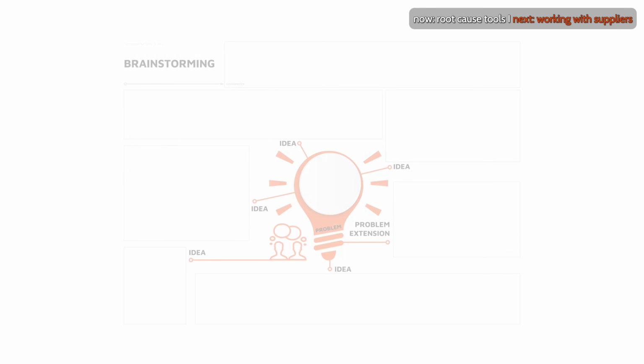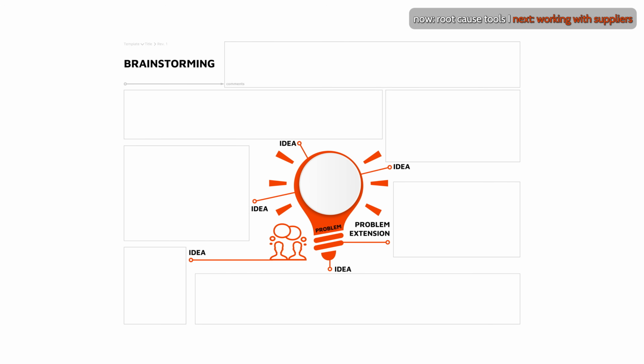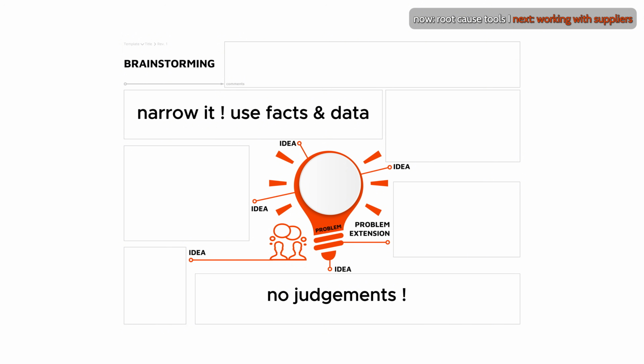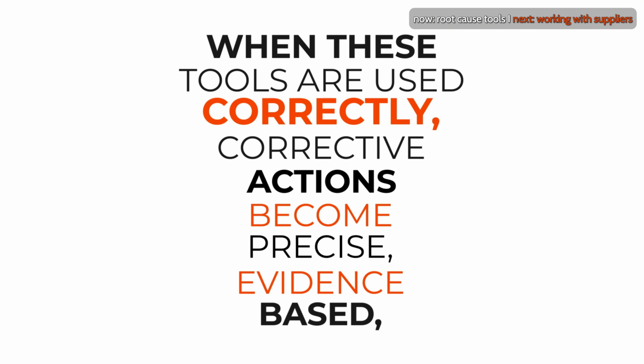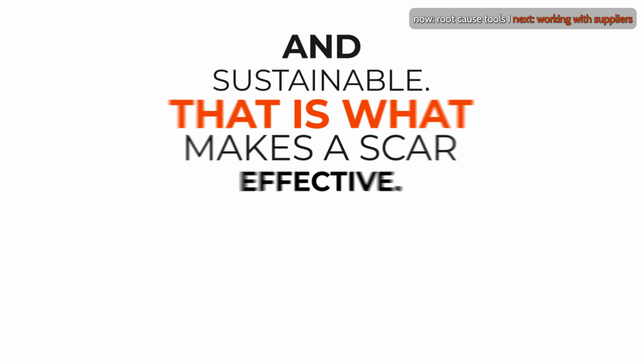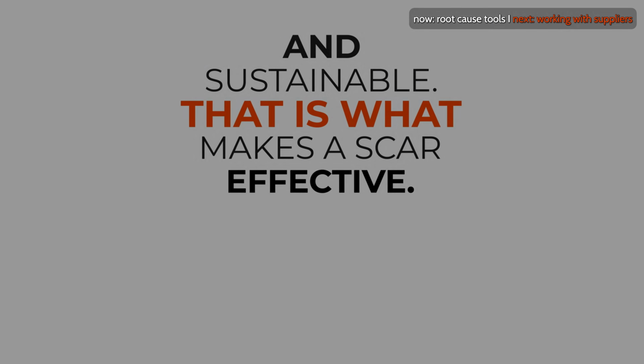Root cause analysis should not be done alone. Gather cross-functional stakeholders: quality, production, logistics. First expand ideas without judgment, then narrow them using facts and data. Brainstorming prevents blind spots. Fishbone organizes thinking. 5 Whys drills down to the systemic cause. When these tools are used correctly, corrective actions become precise, evidence-based, and sustainable. That is what makes a SCAR effective.